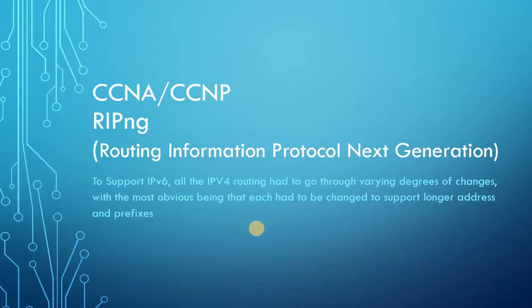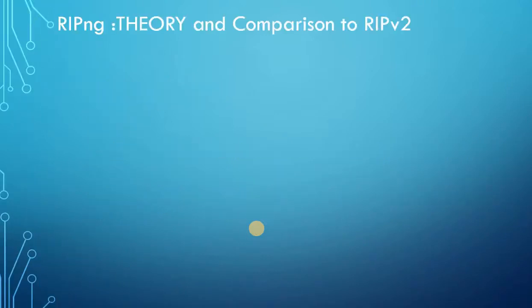Okay, so here are the quick definitions. You can read them out, and this has been described in RFC 2080. Okay, and in the next slide, let's see RIPng theory and comparison to IP version 4.